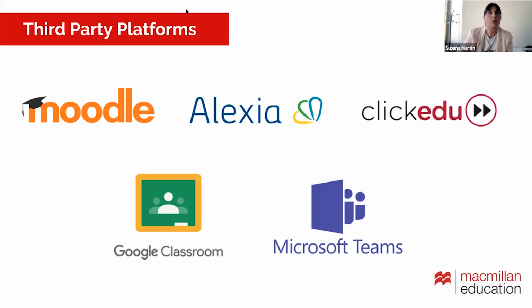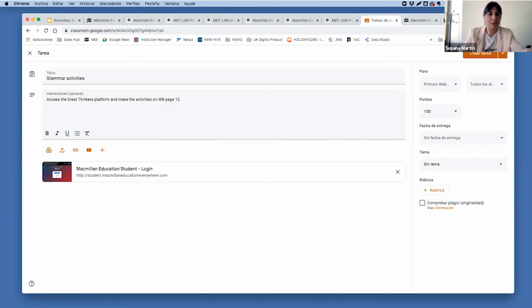And I think I can show you a little bit how. I have opened Google Classroom and I'm creating a task, okay? So you can share material or a task with your students. The task might be like this one, to do the activities in the Influence or Great Thinkers platform. So we just need to create the task and add our instructions, and in order to help students know where to access the activities, because I know some of you are using different platforms and sometimes it's tricky for them to know where to go, we can share the link to the platform with them, which in this case is student.macmillaneducationeverywhere.com, and they will go and do the activities that you have requested them to do.